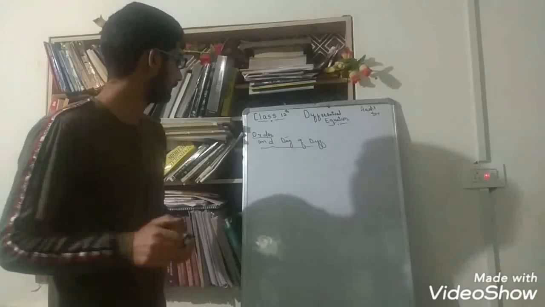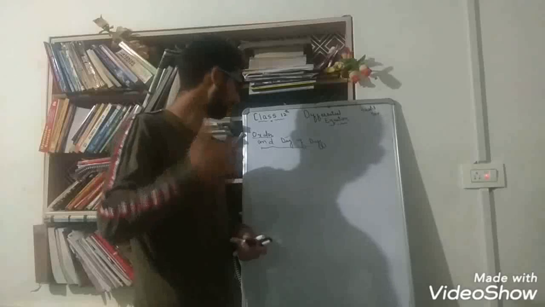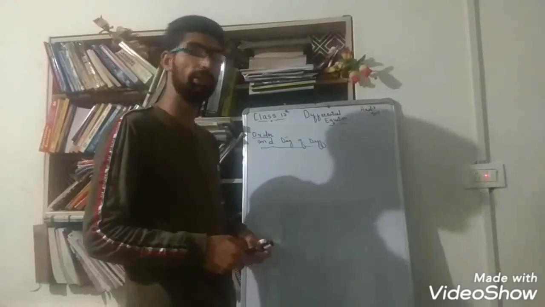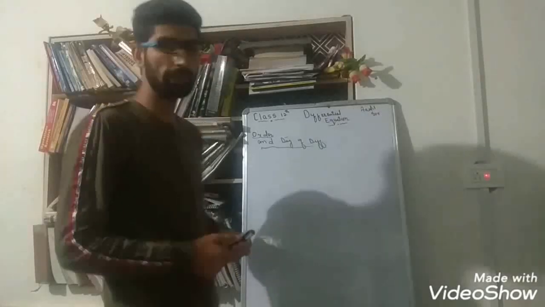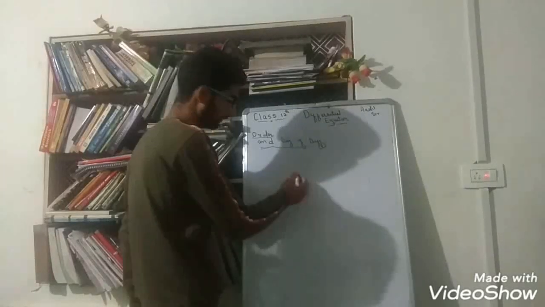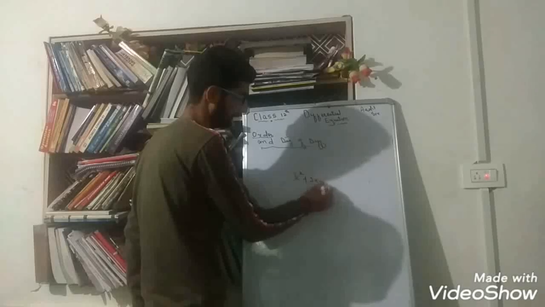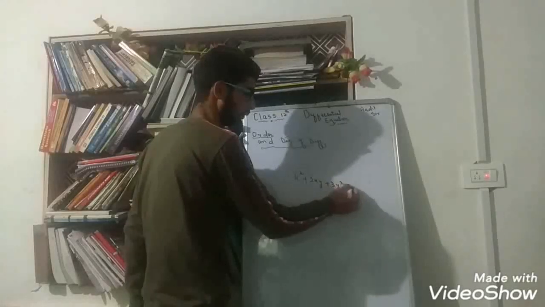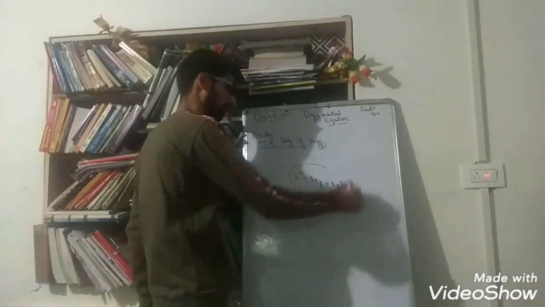We know that a differential equation is the equation which involves independent variable and dependent variable, and the derivative of the dependent variable with respect to the independent variable. Now, when we have an equation of this form, x square plus 2xy plus 3y square is equal to 0.